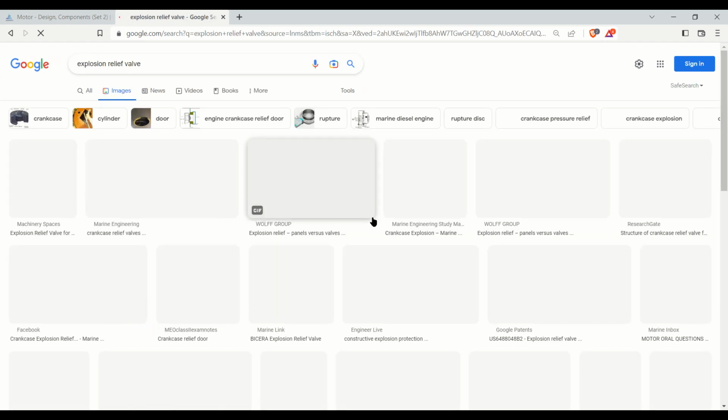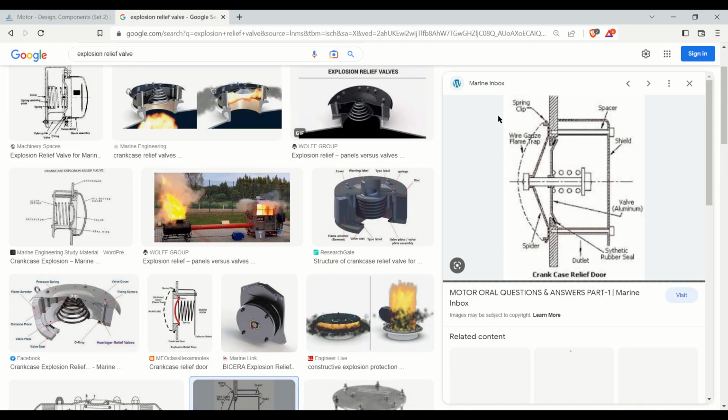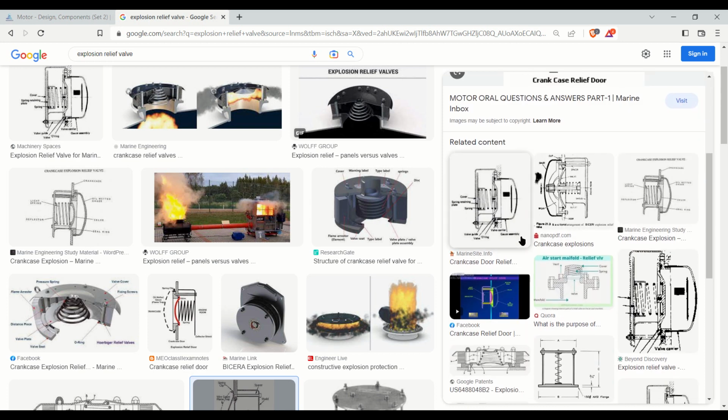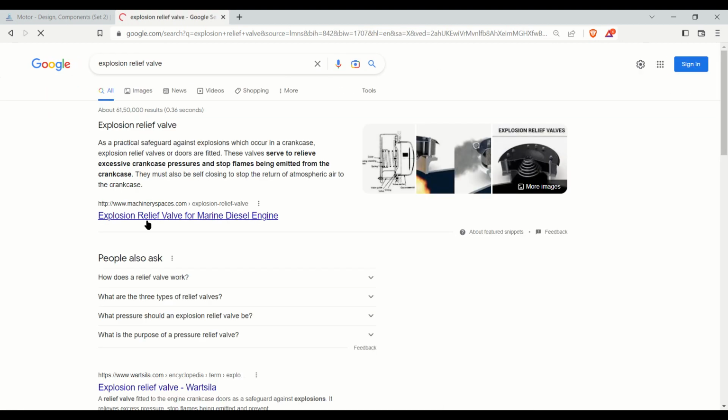Okay, let's see the image. Yes, you can see a good image over here, this is one of the good images. It's a crankcase relief door image, and here are the spring clip, spacers, seal, wire gauze flame trap, spider or outlet, and synthetic rubber seal, valve aluminum. Let's see if there are other images also, you can reach some website.